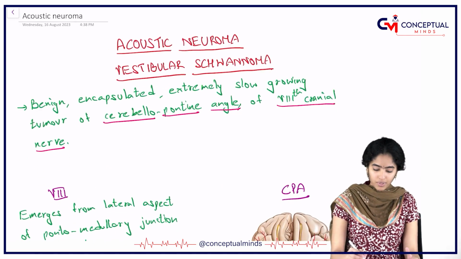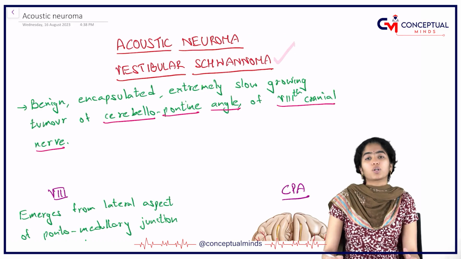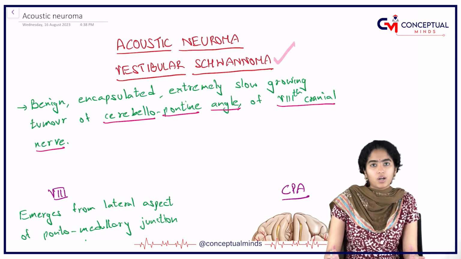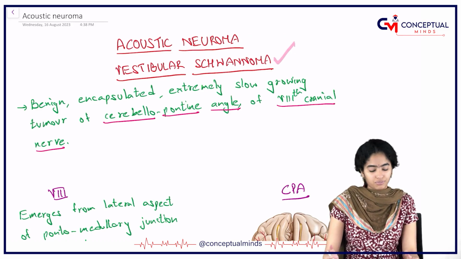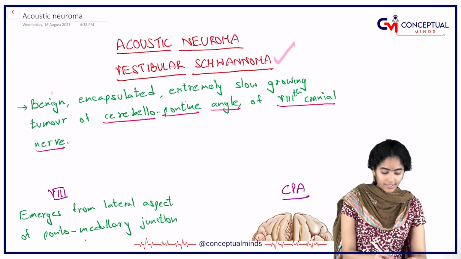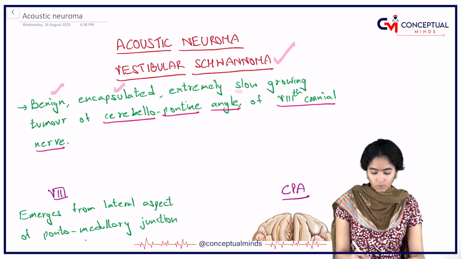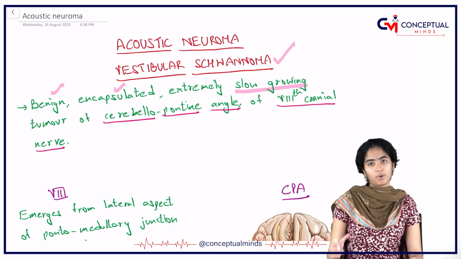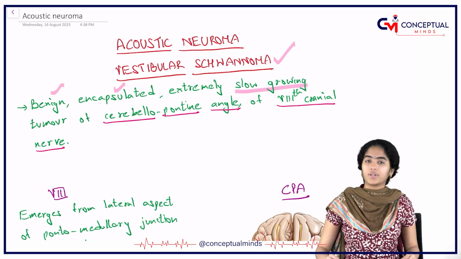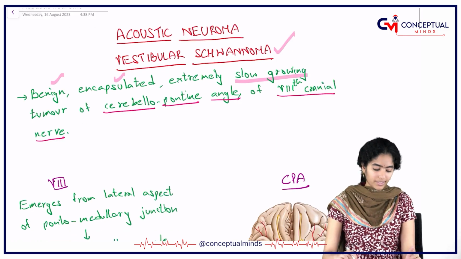So acoustic neuroma is also called vestibular schwannoma. It's also called neurilemoma, or tumor of the 8th nerve. It is a benign, encapsulated, extremely slow growing tumor of the cerebellopontine angle arising from the 8th cranial nerve. You know about the anatomy of the 8th nerve.